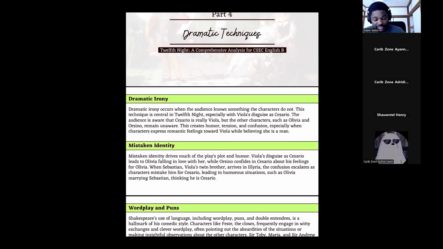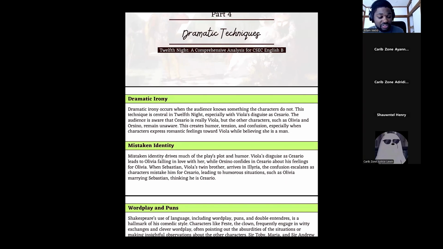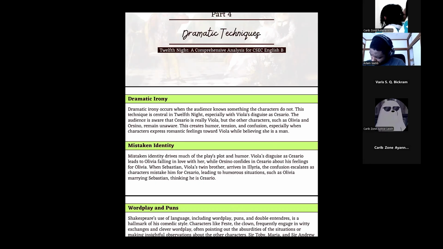Do you think this is a very effective device in this play? Do we see it a lot? What are some other things that we understand that the characters don't understand? Another part in the play that we saw dramatic irony, I believe, would be Sebastian's existence. As the audience, we learn early on that Viola's twin brother Sebastian is alive, though Viola believes he is dead.